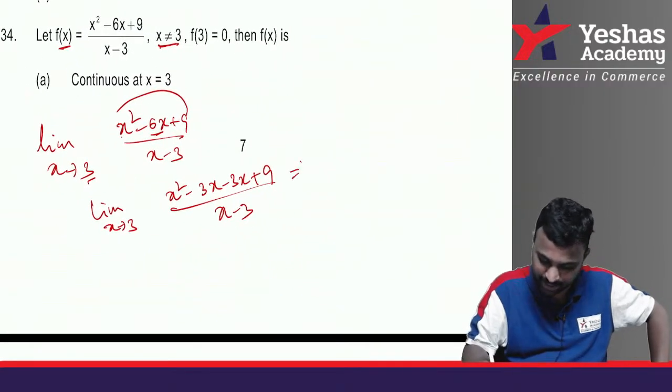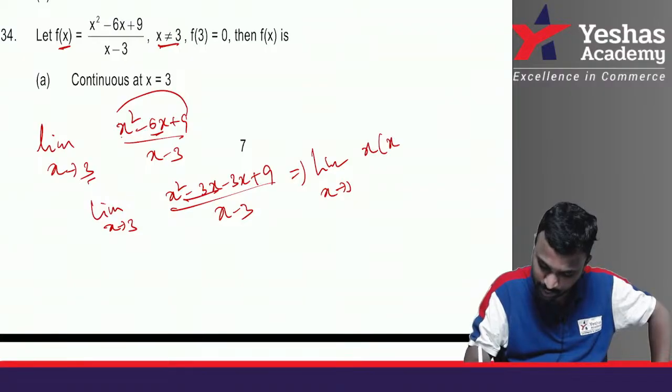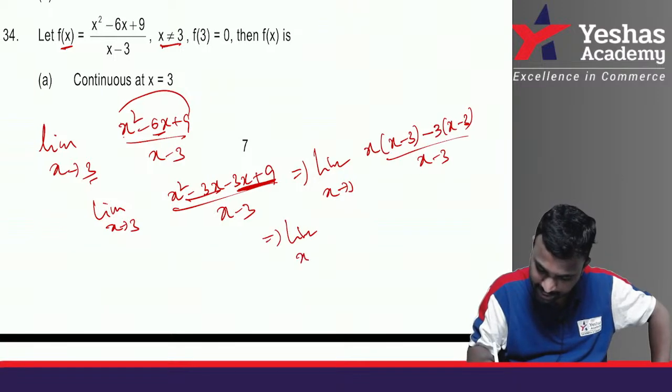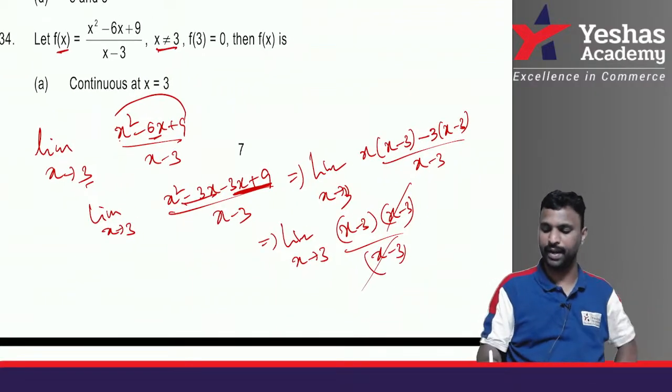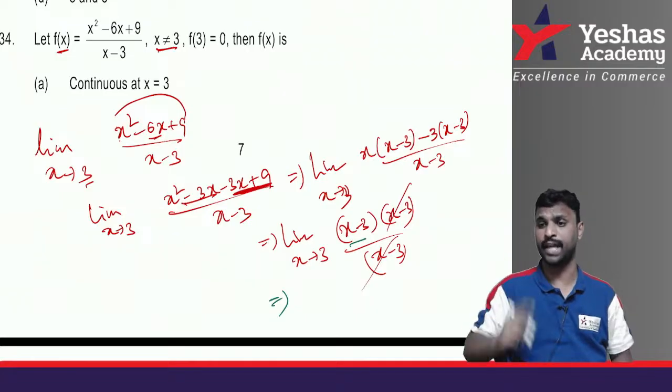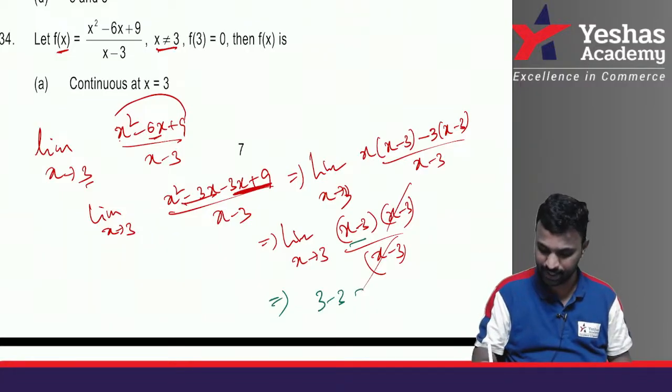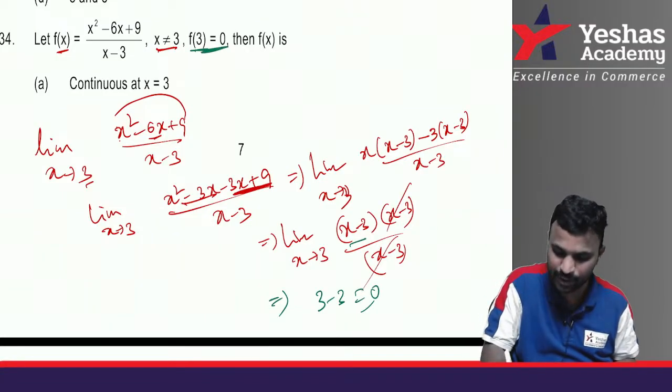Guys, when I simplify this further, limit x tends to 3, x is common, so x comes out, so x minus 3 remaining. Out of these two terms, 3 is common, x minus 3 is remaining. So again, if you simplify, limit x tends to 3, x minus 3 into x minus 3 divided by x minus 3. You can cancel off x minus 3 now. What is remaining is x minus 3. If I substitute x as 3, 3 minus 3 is 0. Even f of 3 is also 0.